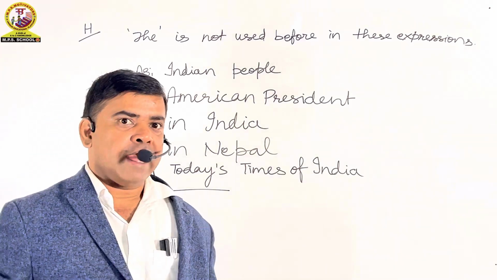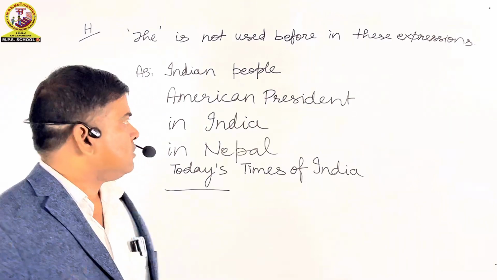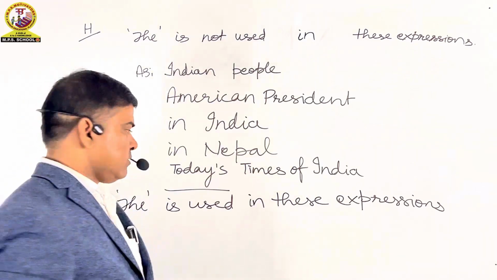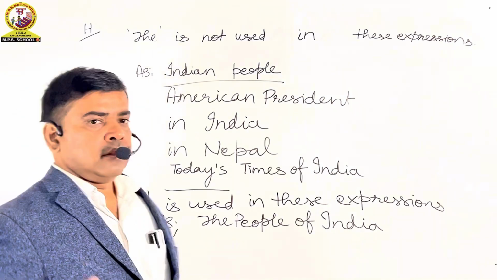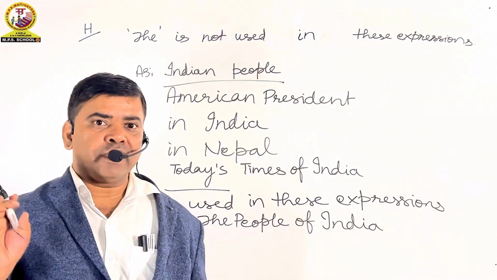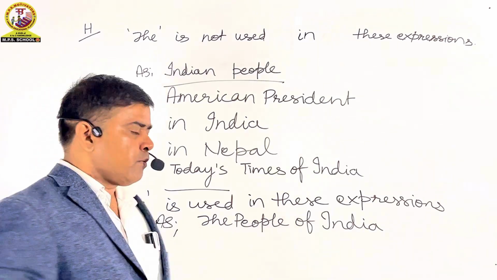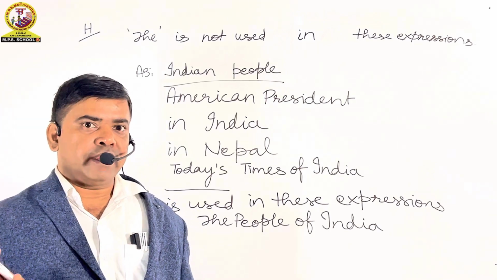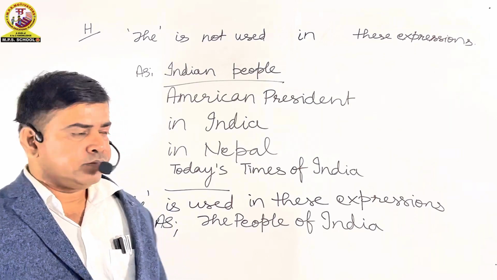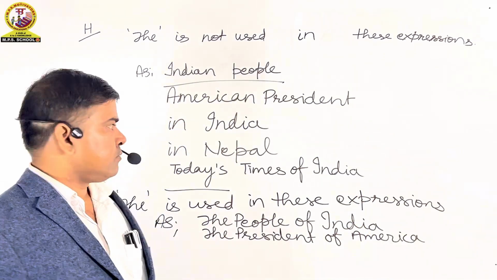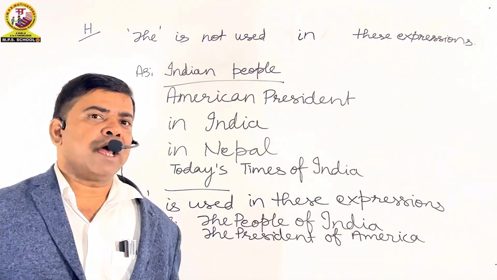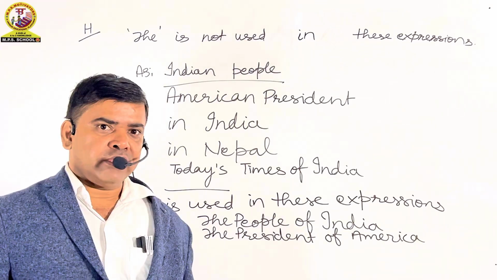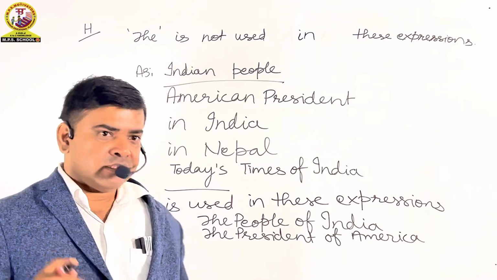And friends, now we have to see where we use the. The is used in these expressions when the same expression is written by using of. For example, the people of India, we can write and we can say the people of India instead of Indian people. The President of America. In India and in Nepal cannot be expressed by using of. Today's Times of India, the Times of India of today, we can say.